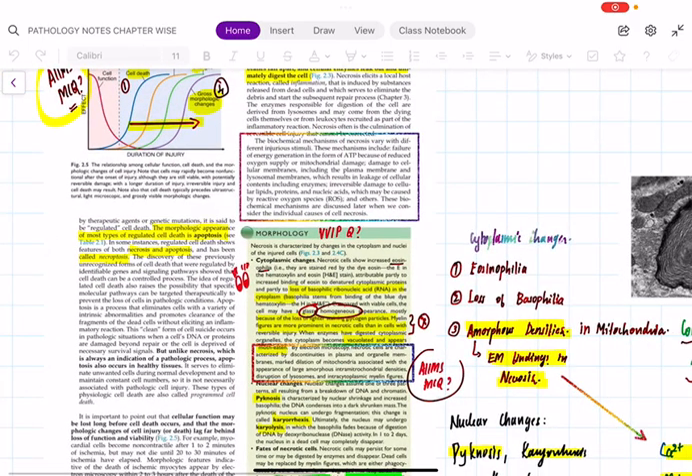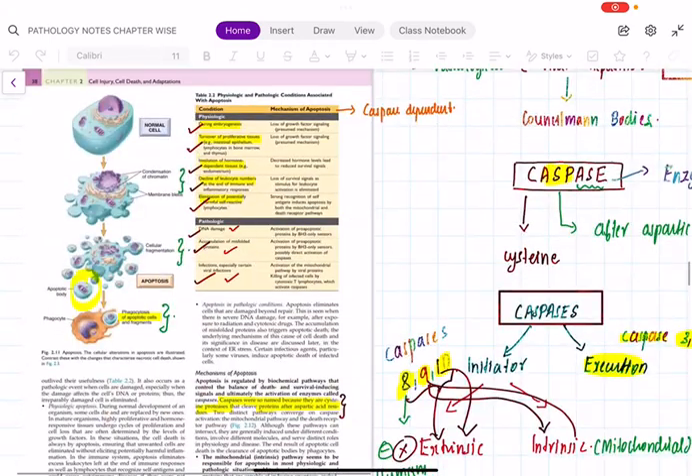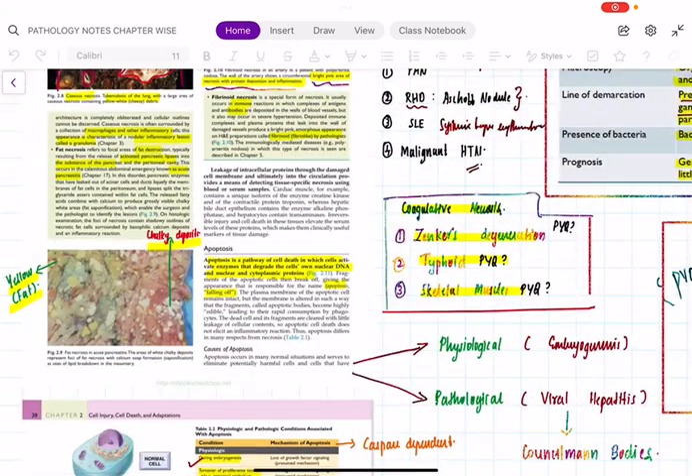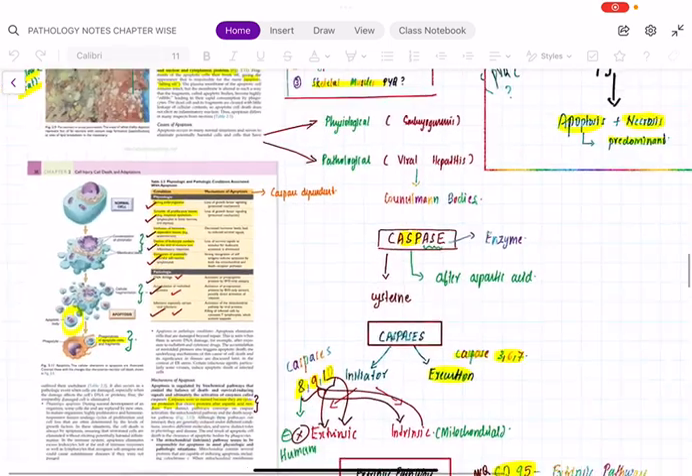Of course, from this chapter you may get a single MCQ in your PG entrance exam, but you can't imagine what question it may be. You can't even predict. No chance of prediction itself. So all the morphological patterns, coagulative, wet gangrene, dry gangrene. Wet gangrene, dry gangrene is a short note question. That's why I have discussed it.